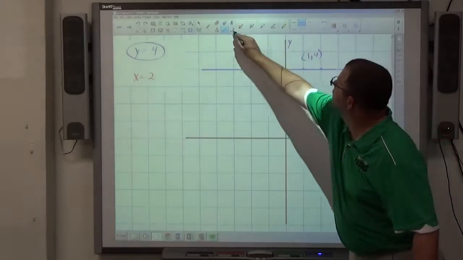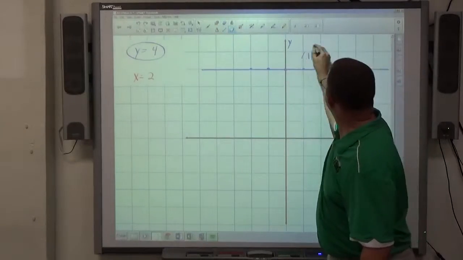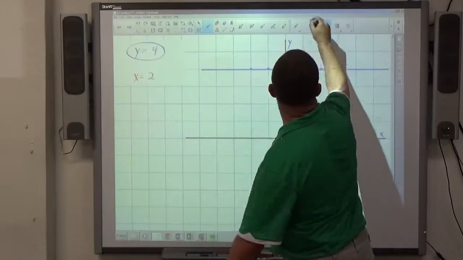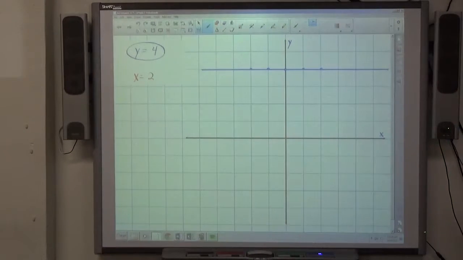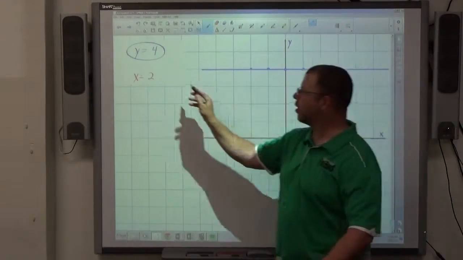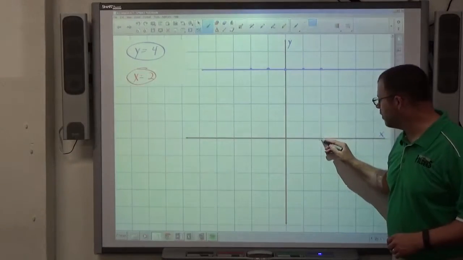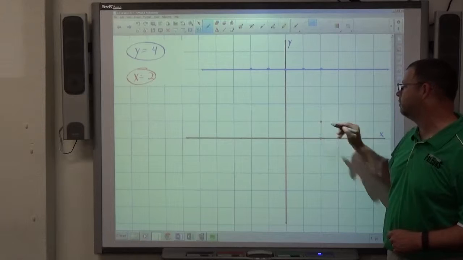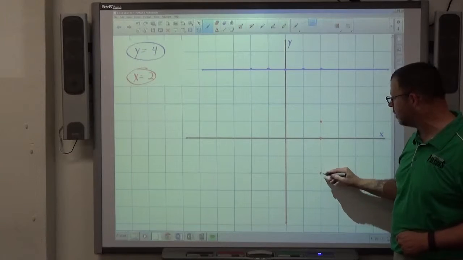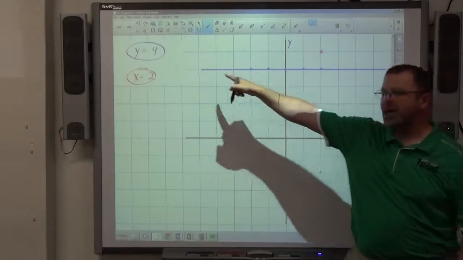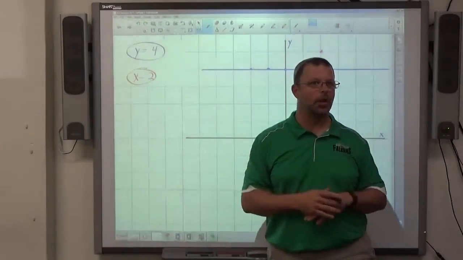Similar argument for the other one. The board's not cooperating with me for erasing today. X has to be 2, what does y have to be? Anything it wants to be. So if x is 2, y could be 0. If x is 2, y could be 1. If x is 2, y could be negative 2. If x is 2, y could be 5. That red equation, x has to be 2, and y is allowed to be anything it wants to be.